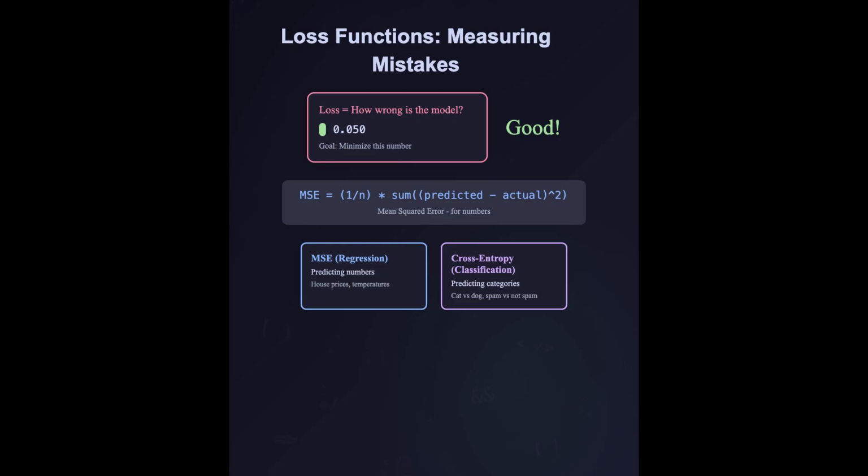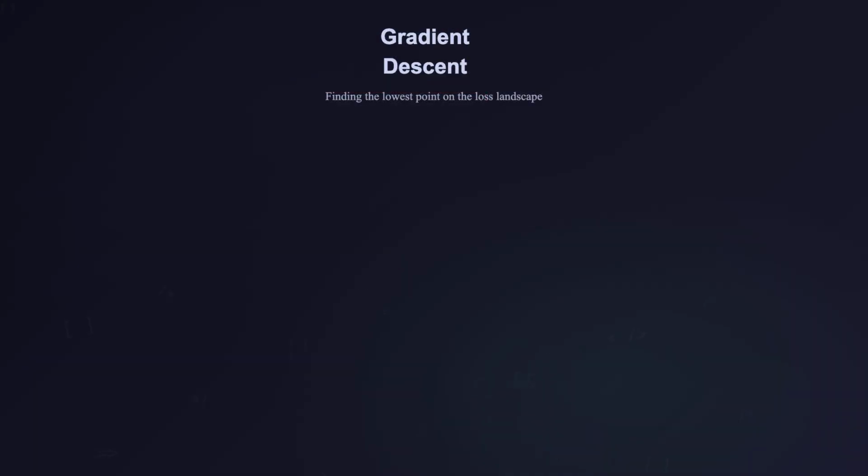The loss function is your guide. It converts model performance into a single number. Lower is better. Training is essentially a game of minimizing this number across your entire dataset.